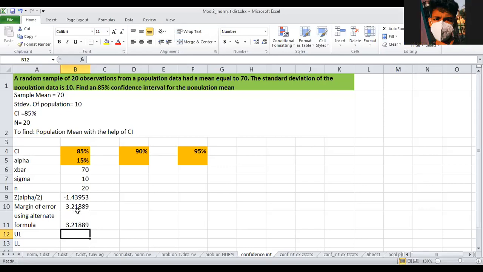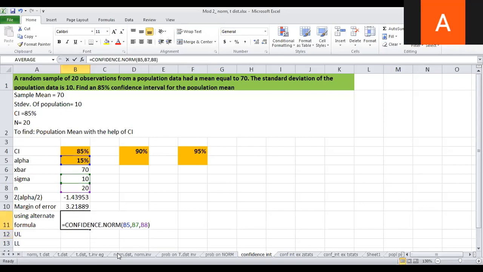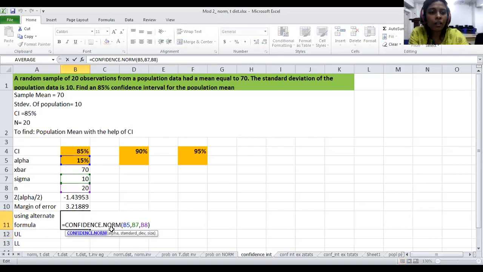Ma'am, so the alternate formula once again. Yes, ma'am, please. The alternate formula is confidence.norm. Okay. And the input values are your alpha value, your standard deviation, that is population standard deviation, and your size. So all these informations I have here. So I am just selecting all those cells. Then click enter. You will get the same answer as you have got over here for margin of error.